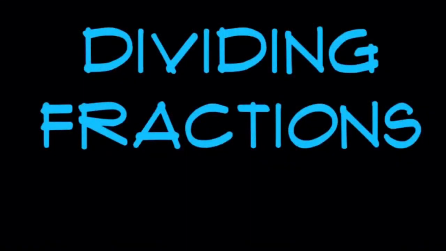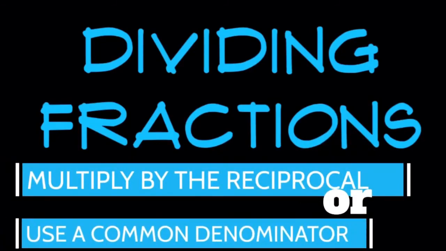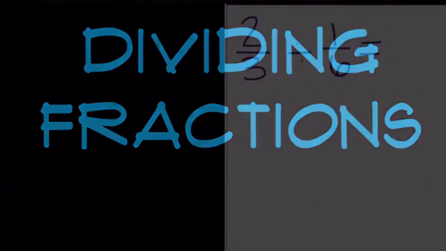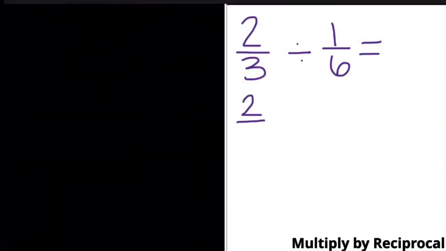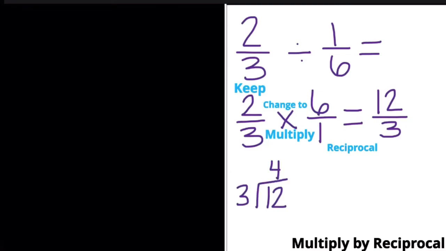When dividing fractions, which method is easier? Do we multiply by the reciprocal, or should we use a common denominator? In the problem, 2/3 divided by 1/6, we're going to start by multiplying by the reciprocal. We often call this keep, change, flip, because we keep the first fraction, we change division to multiplication, and then we use a reciprocal or the flip of the second fraction. After we've done that, we multiply the numerator, 2 times 6 is 12, and multiply the denominator, 3 times 1 is 3. That's an improper fraction, so we need to go ahead and do the division, 12 divided by 3. In this case, we get 4 wholes with nothing remaining.